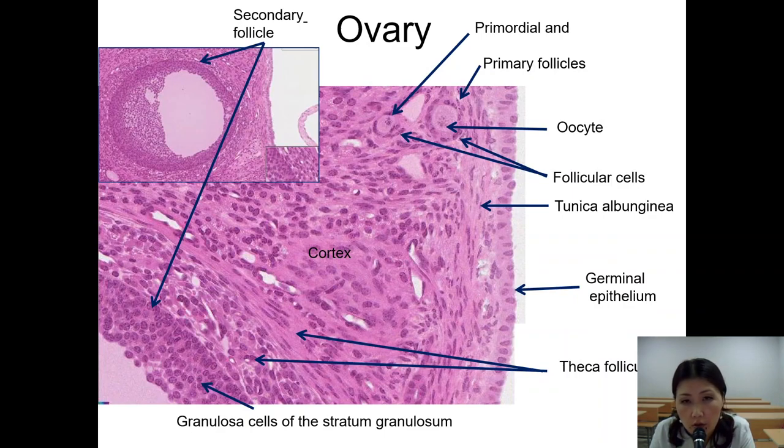Here you can see the histological structure of the ovary. This is the cortex of the ovary. This is a Graafian follicle, and this is an enlarged picture of it. This is the wall of the Graafian follicle, with granulosa cells of the stratum granulosum, and there are oocytes, primordial and primary oocytes, in follicles, and the follicular cells are surrounding them on all sides. This is the tunica albuginea, and germinal epithelium covers the ovary outside. And this is the theca folliculi.